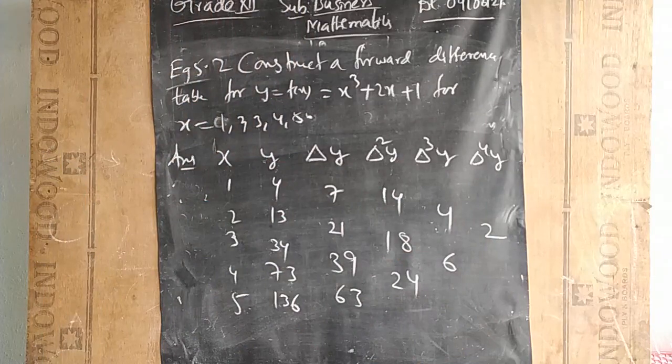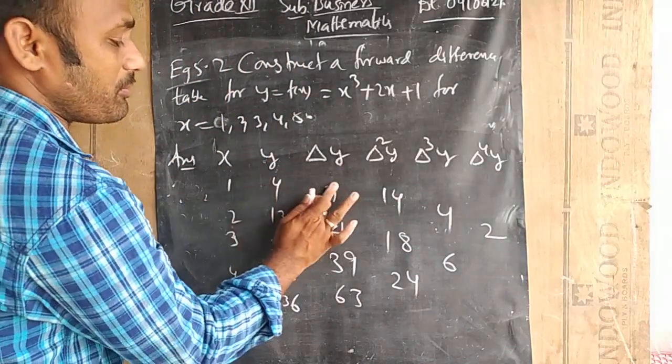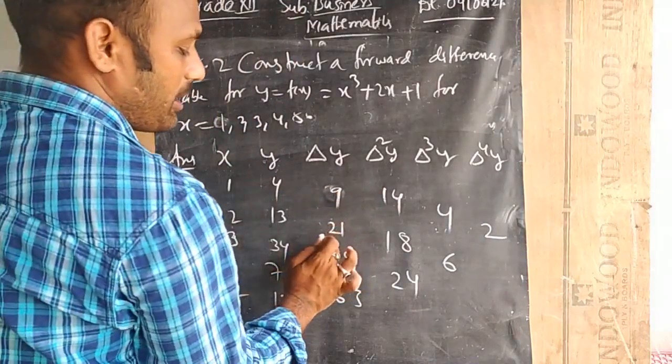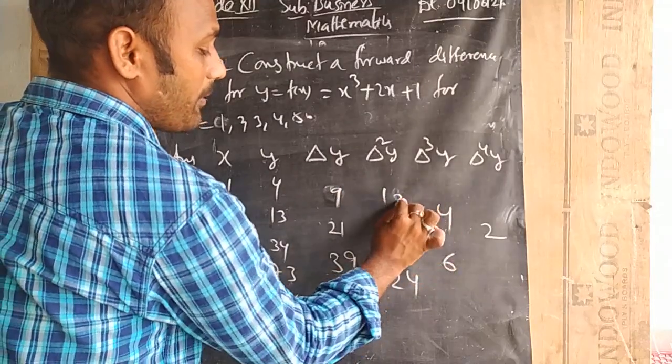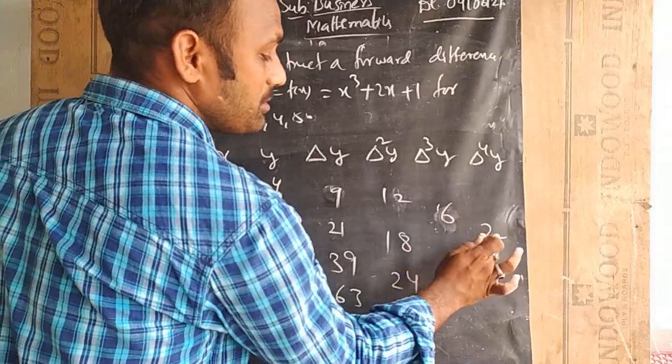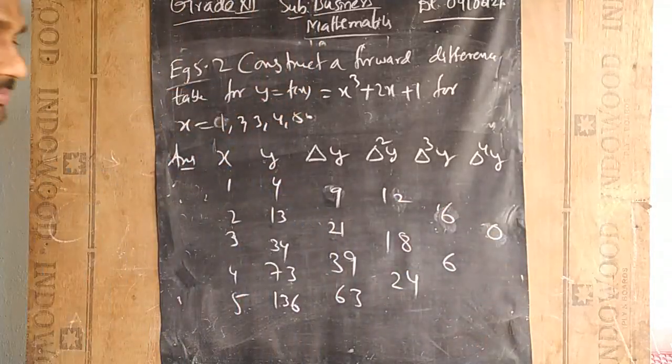Sorry, here one mistake happened. 13 minus 4 will be 9. So 9, 21 minus 9, 12. Here it will be 6. So 6 minus 6 will be 0. So this is the forward difference table.